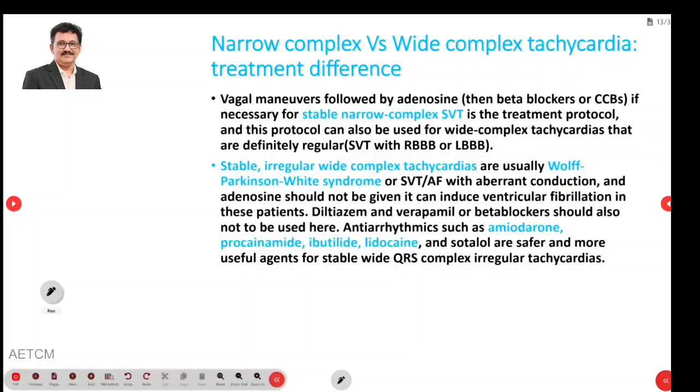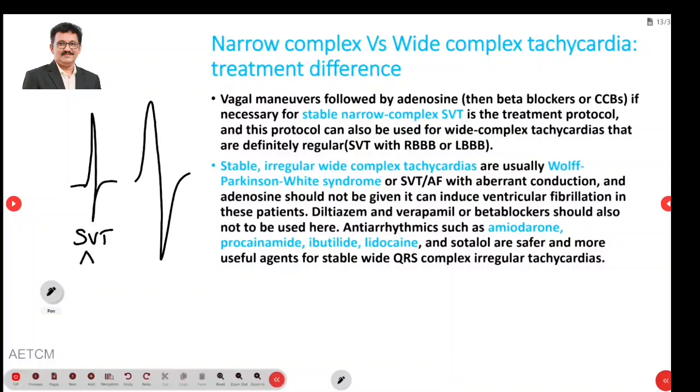Now narrow complex and wide complex, we have already told, when you have a tachycardia, you have to see the QRS complex. Either it will be narrow or it will be wide. Regular narrow means SVT. Irregular narrow means it is atrial fibrillation mostly. But wide complex can be SVT with RBBB, LBBB, WPW syndrome or VT.